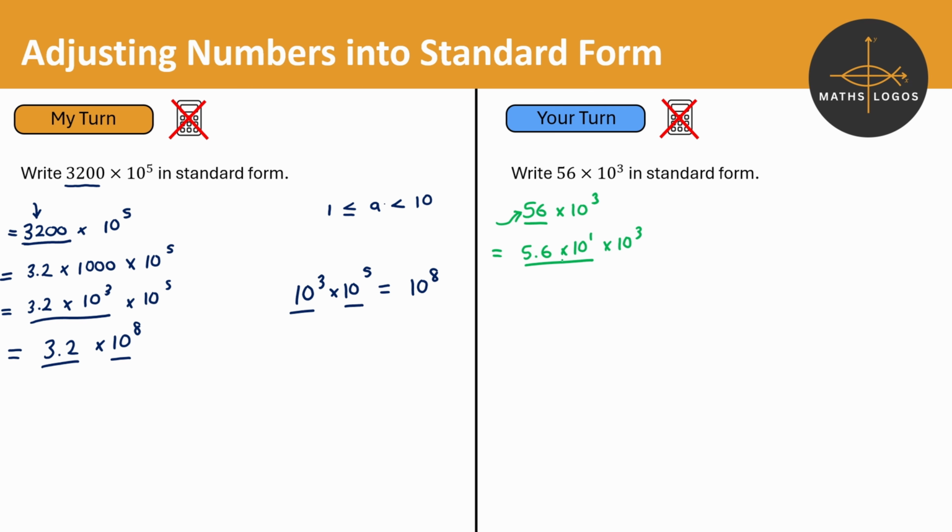So 56 in standard form is this. And then what I have to do is collect together my powers of 10. So 10 to the power of 1 multiplied by 10 to the power of 3 is 10 to the power of 4. That is my answer. Another way to think of it that can be helpful is that I'm taking a 10 from my 56 and multiplying that by the 10 to the power of 3 to give me this.